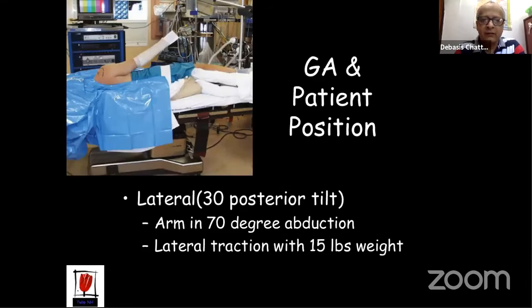First, the positioning. We use GA for all our Bankart repairs, and I prefer to do it in lateral position. That is the patient with the arm about 70 degrees abducted, and it is not strict lateral, with the torso tilted posteriorly about 30 degrees, so that the glenoid face becomes horizontal, and lateral traction of about 15 pounds to keep the arm abducted in that position.